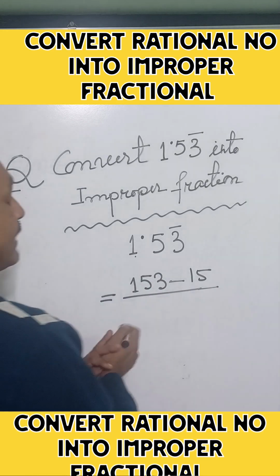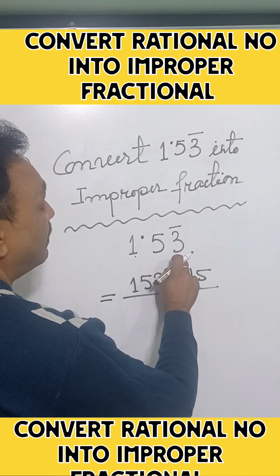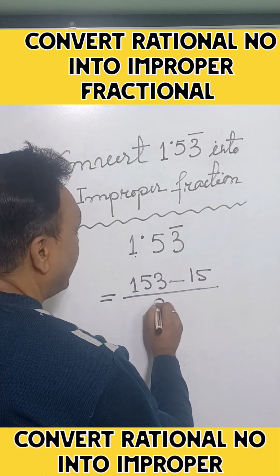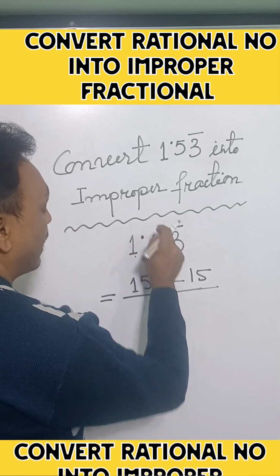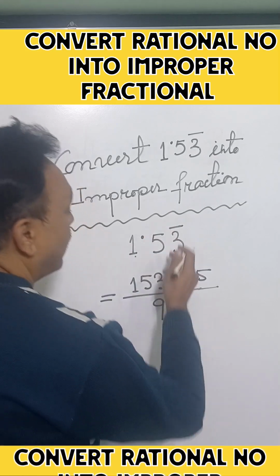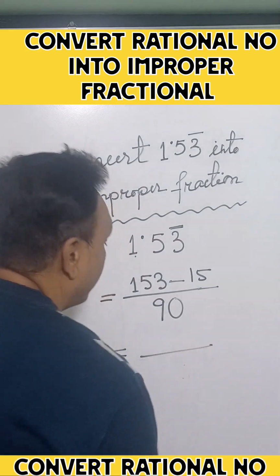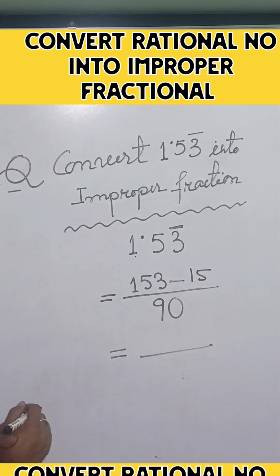Now after the decimal there is one digit with a bar, which means you have to divide it by 9. And after the decimal there is one digit without a bar, which is 0. So is it clear? I hope it's clear. If you have any doubt, you can write in the comment box. I will try to make it clear.